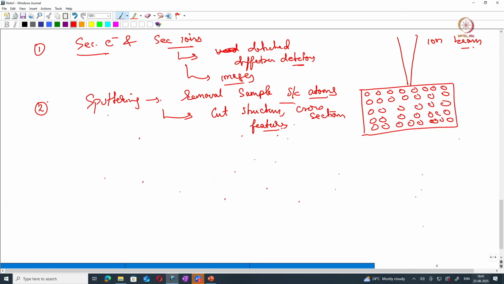Okay. The third thing is that when the ion beam interacts with the sample surface, it may modify the sample. It may modify the sample, meaning it can generate vacancies, it can generate dislocations, and also interstitials. Okay.